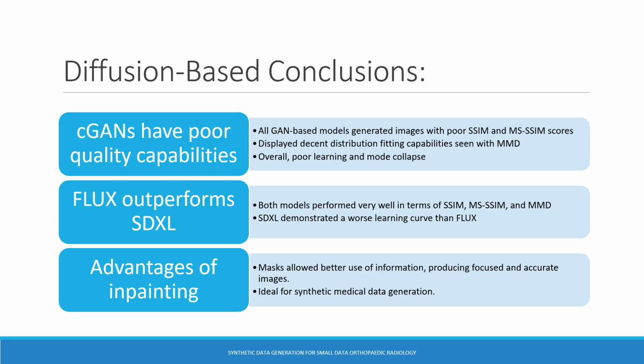My conclusions were that due to poor learning curves and model scores, the GAN-based models were ill-suited for medical data generation. That Flux outperformed Stable Diffusion in terms of all metrics and showed a better learning curve. The success of diffusion models was due to their better use of information through image masks, which allowed them to generate focused and accurate images.